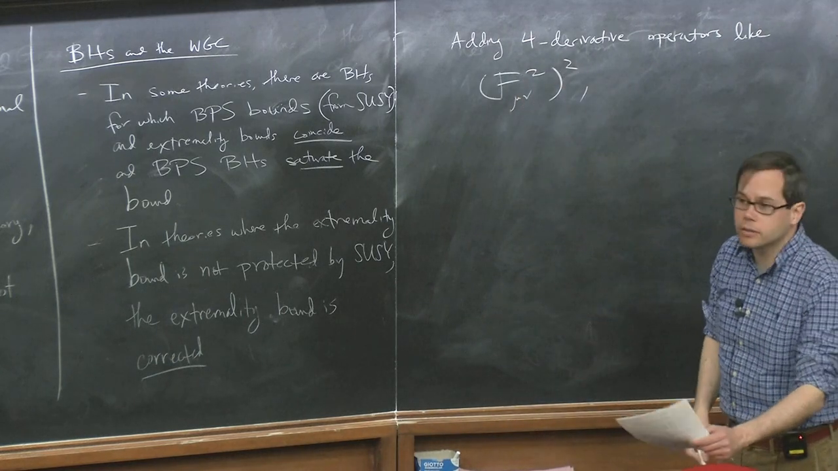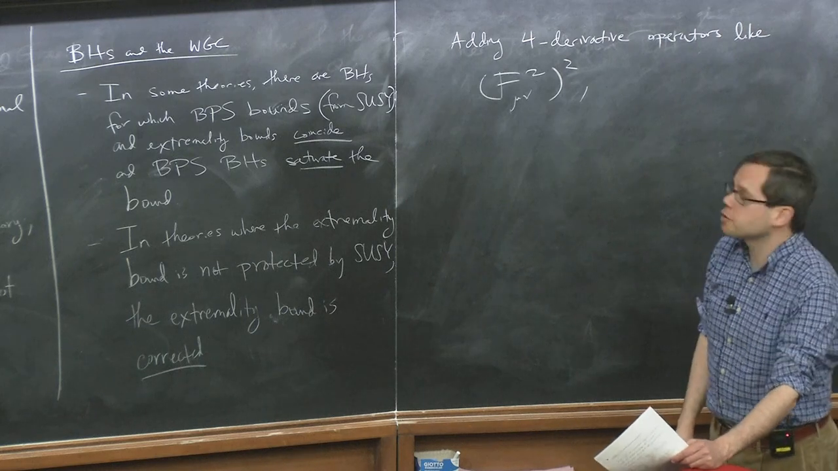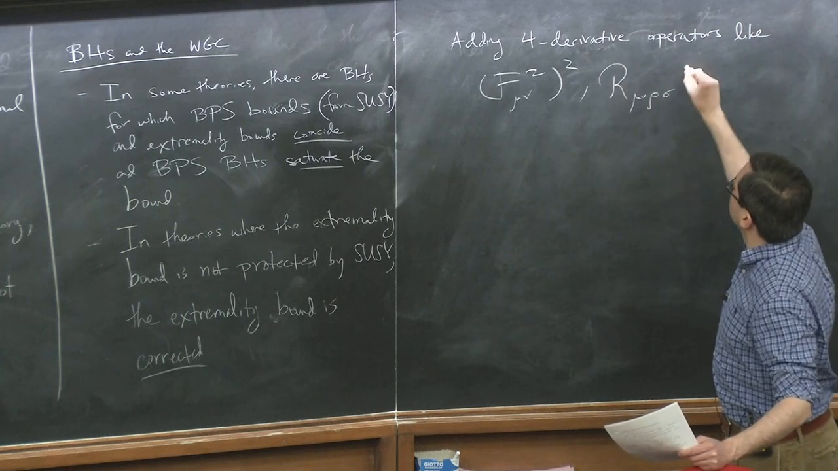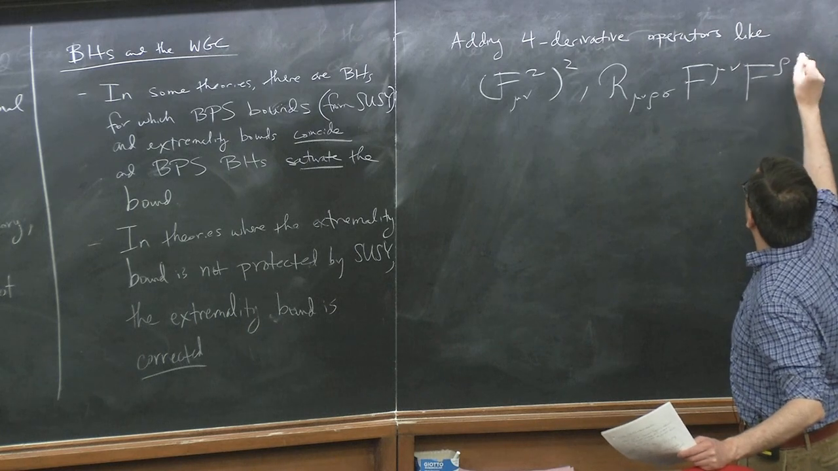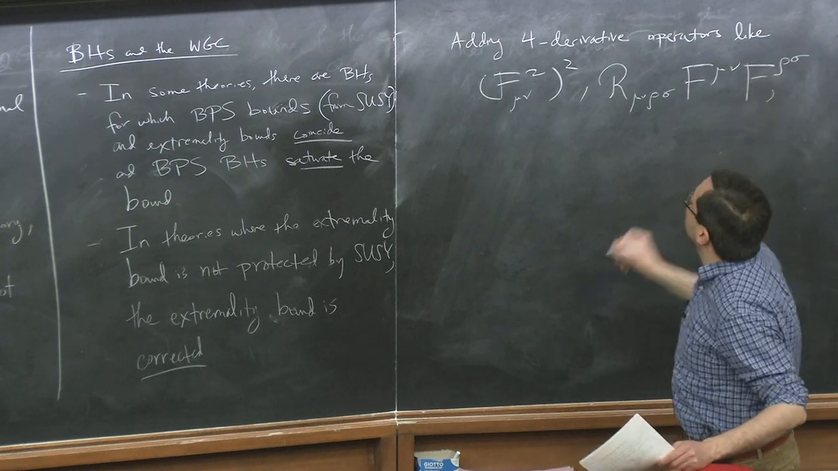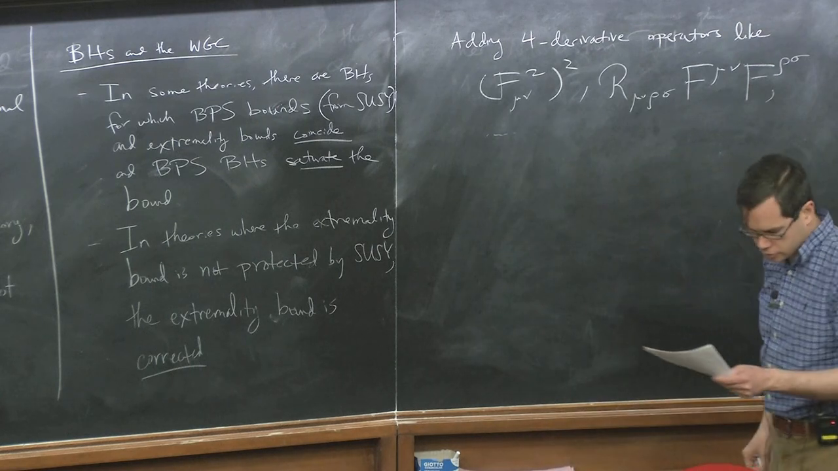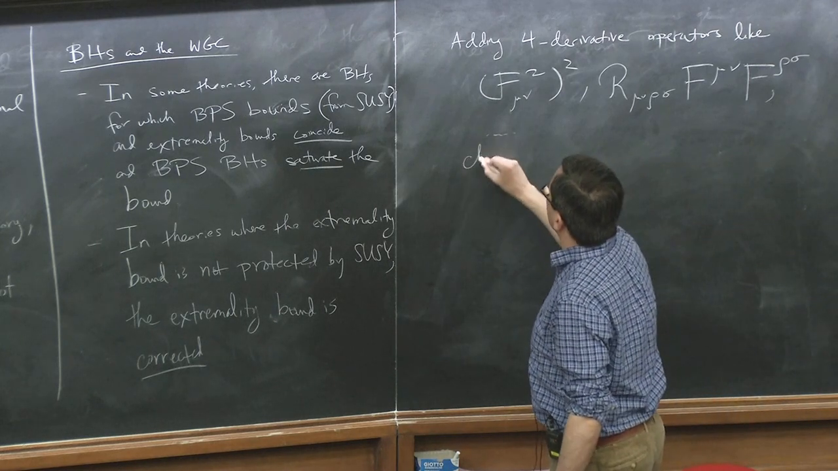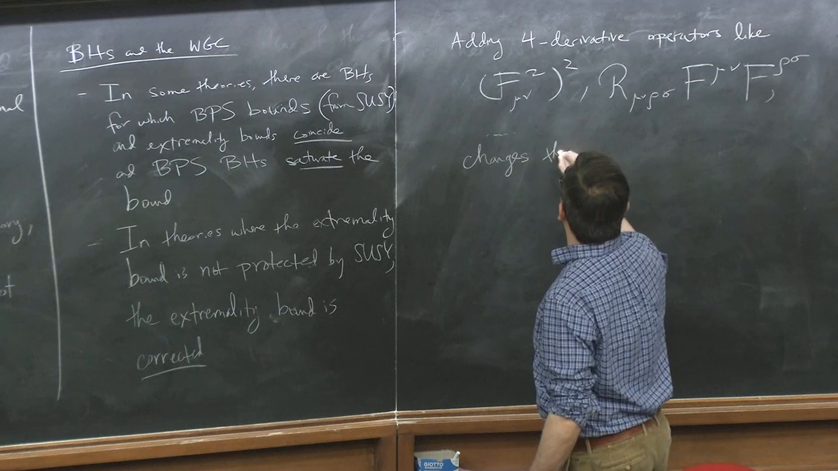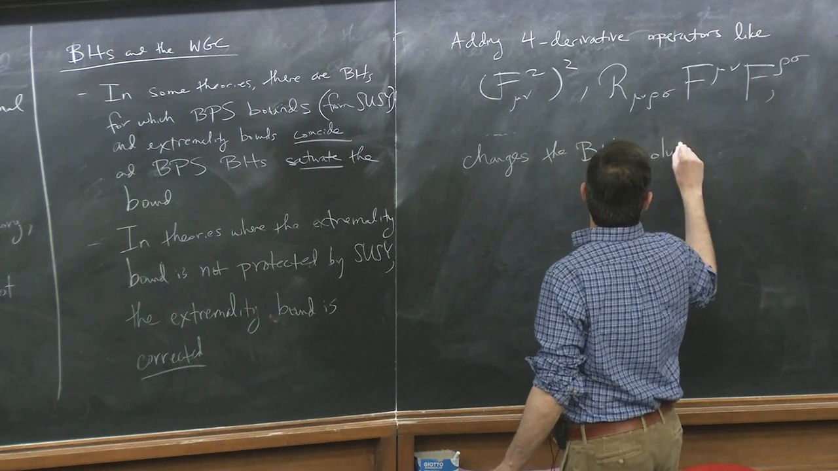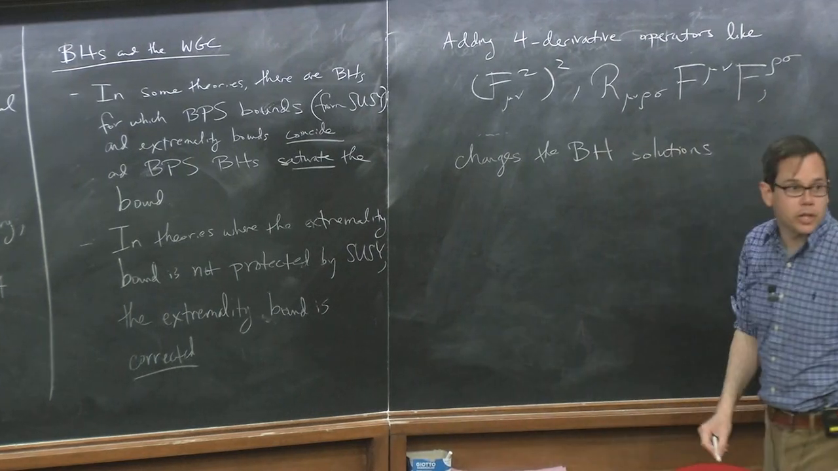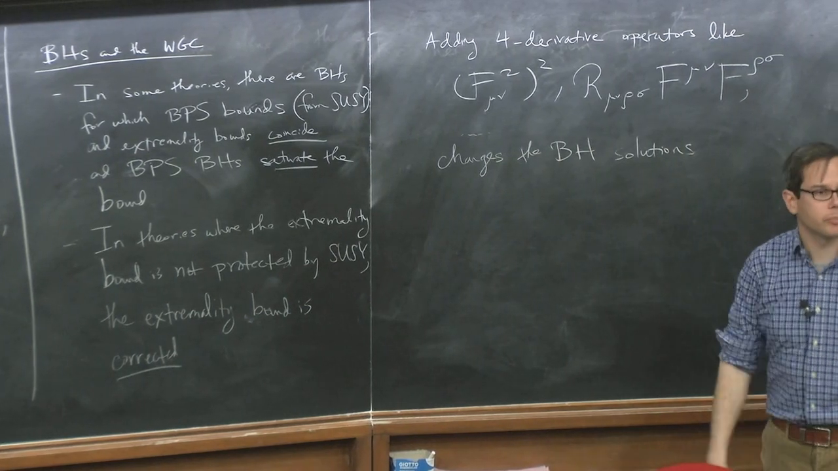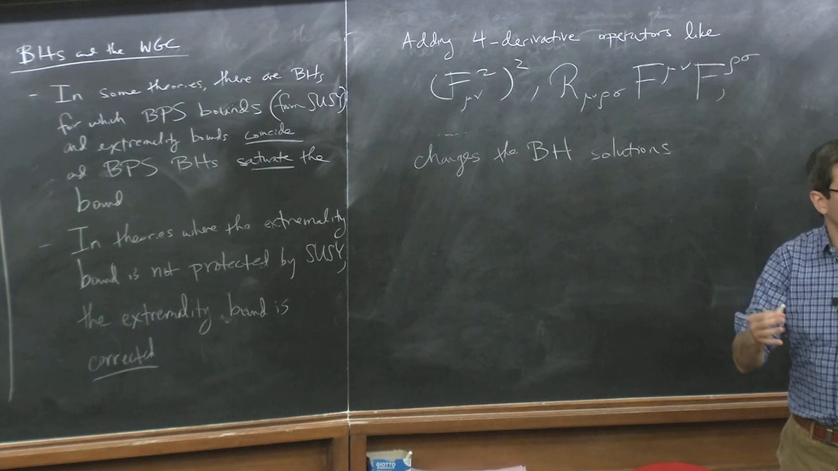And so we could write down various four derivative operators in the Lagrangian, like F_{μν} to the fourth power, or a Riemann tensor times two F's, or other terms, Gauss-Bonnet. And these operators modify the black hole solutions. But because they're higher dimension operators, they don't modify big black holes very much. They have a bigger effect on smaller black holes.